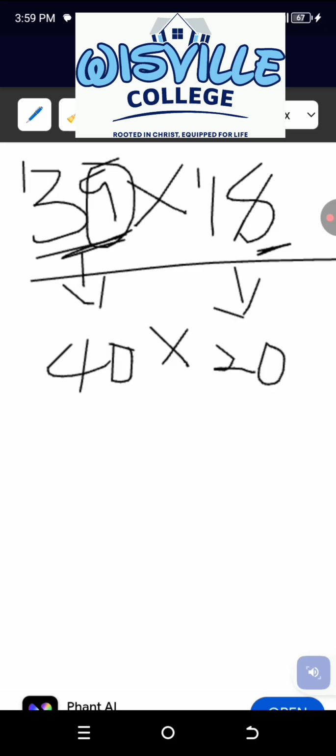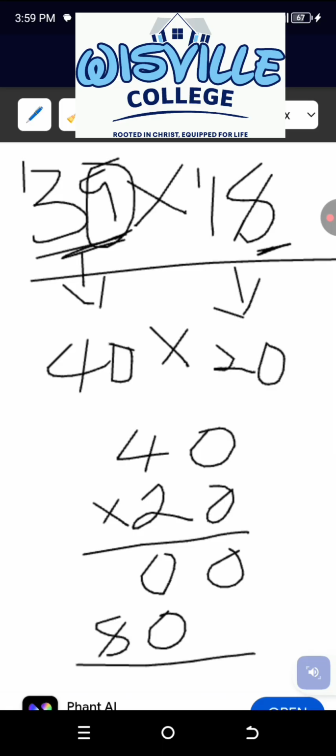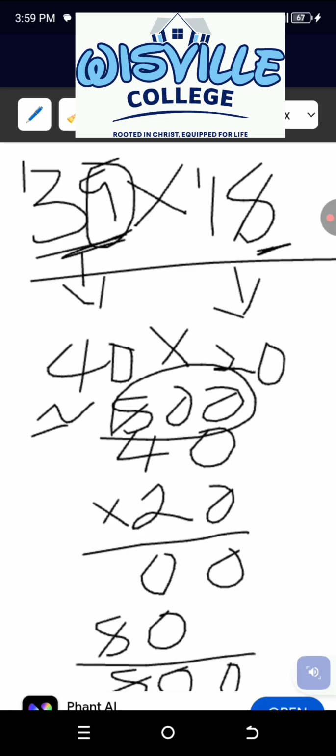So now let's see it. We have 4 and 0. We have 2 and 0. And we are multiplying. 0 times 0 is 0. 0 times 4 is 0. 2 times 0 is 0. 2 times 4 is what? 8. So let's solve this. 0 comes down. 0 comes down. And 8 comes down. So the answer becomes what? The estimation becomes 800. That is the answer.